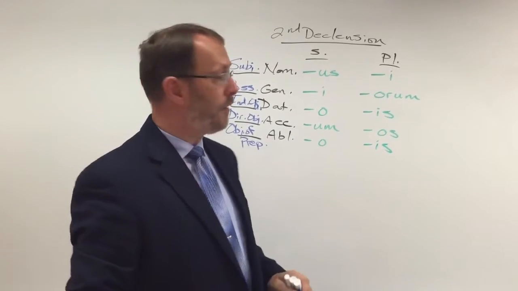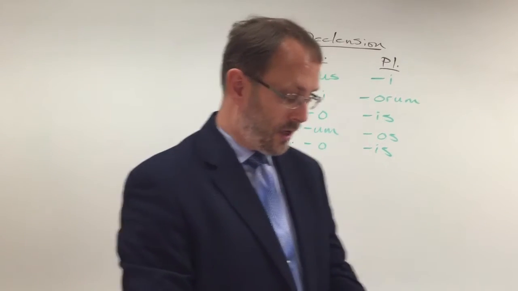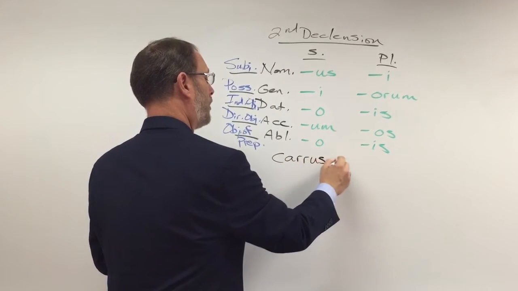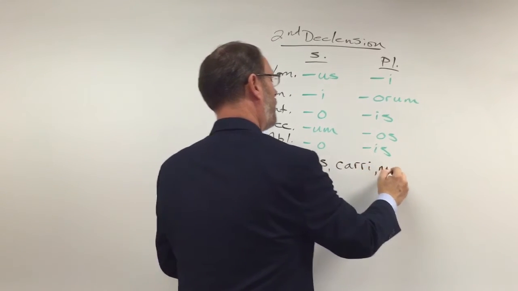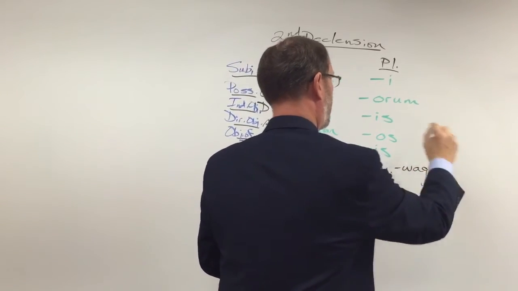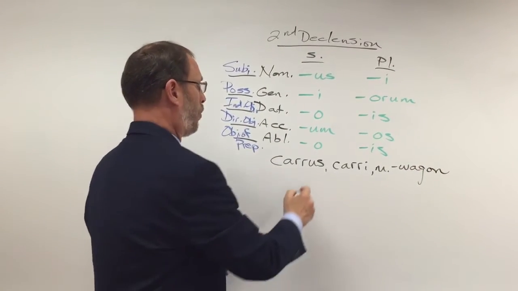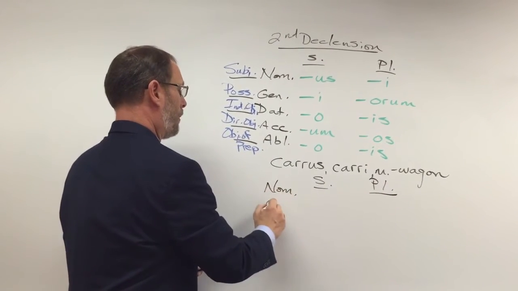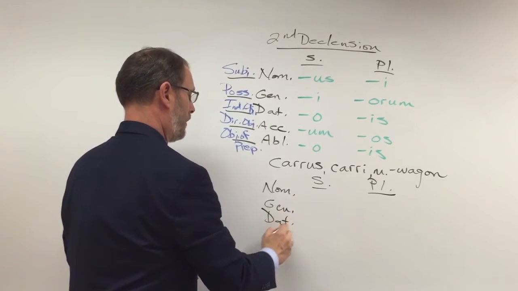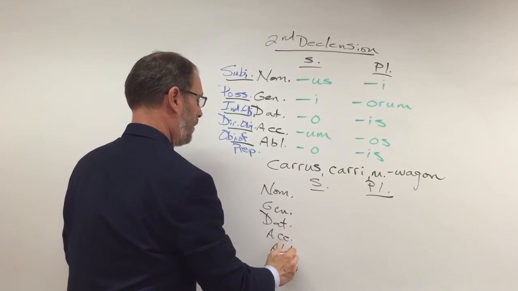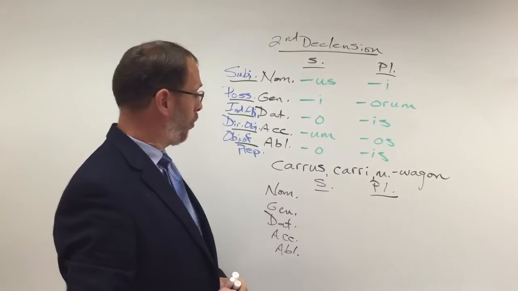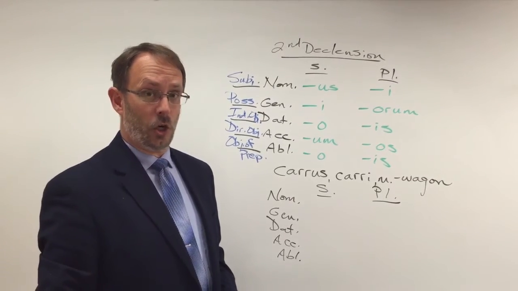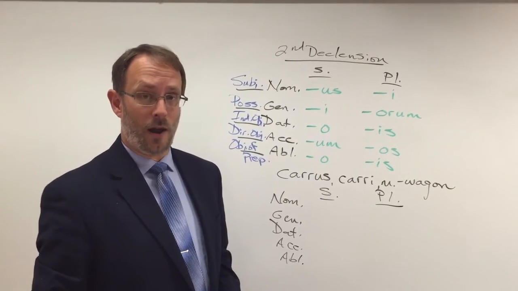So without me saying anything further, let's see what you can do. Let's take that word carrus from page 34. Carrus, carri, masculine, wagon. All right? See if you can decline that word. We'll set the chart up for you. Singular and plural. Nominative, genitive, dative, accusative, and ablative down the side. See if you can decline that word in all the cases, singular and plural, just as we used to do with first declension. Go ahead and hit pause on the video now and give that a try.